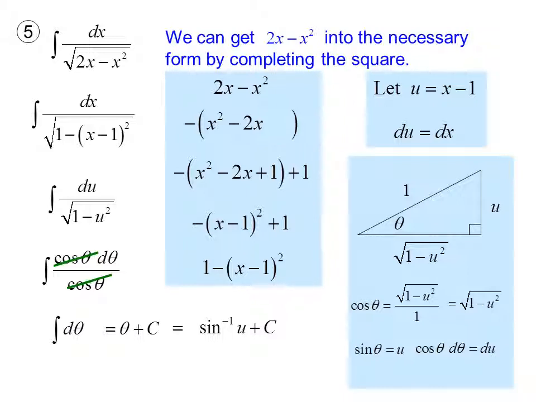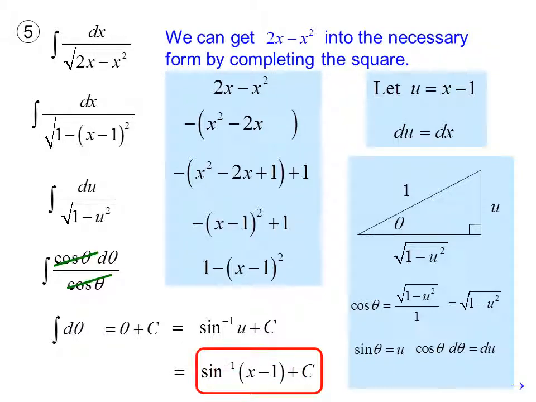But theta is equal to the inverse sine of u. So we have inverse sine u plus c, and u was equal to x minus 1. So our final answer is inverse sine x minus 1 plus c. And of course, you might have recognized that form without having to do this work.